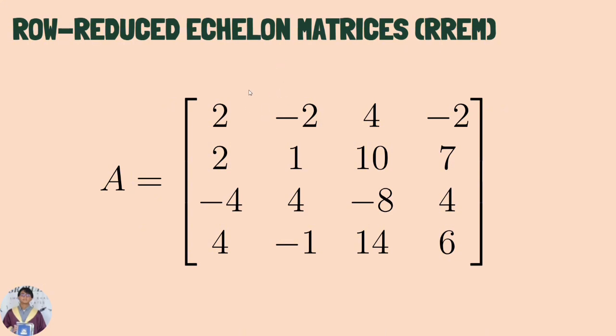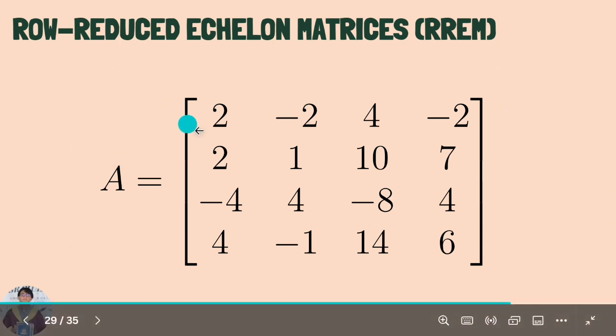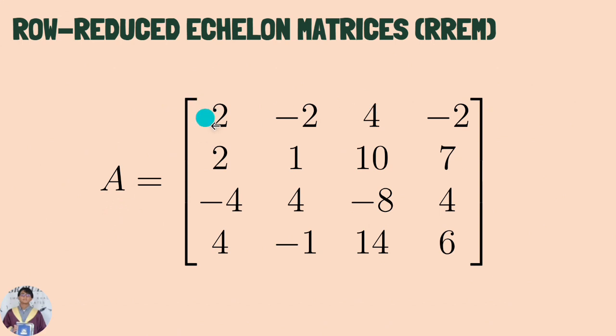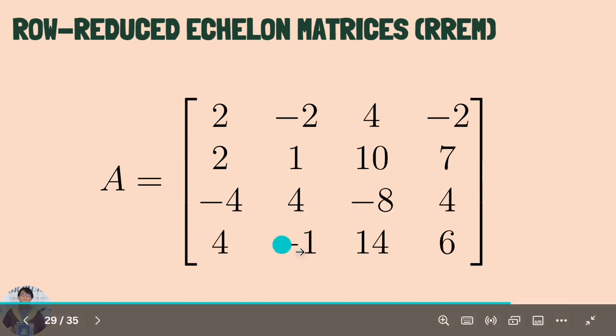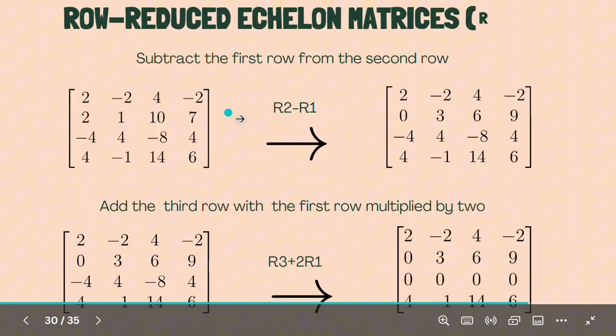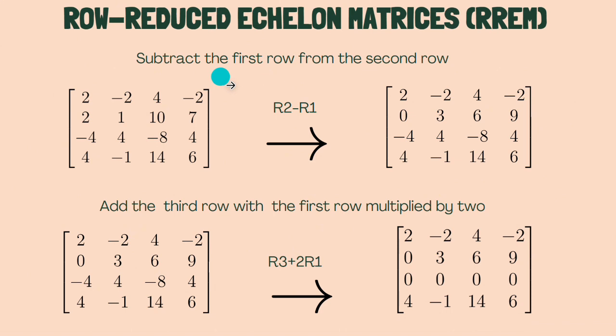Okay, for the next example of row reduced echelon matrices, RREM, consider this matrix A, which is a 4 by 4 matrix with 2, negative 2, 4, and negative 2 as the first row, 2, 1, 10, and 7 as the second row, negative 4, 4, negative 8, and 4 as the third row, and the fourth row will be 4, negative 1, 14, and 6. So how can we change it into a row reduced echelon matrix?